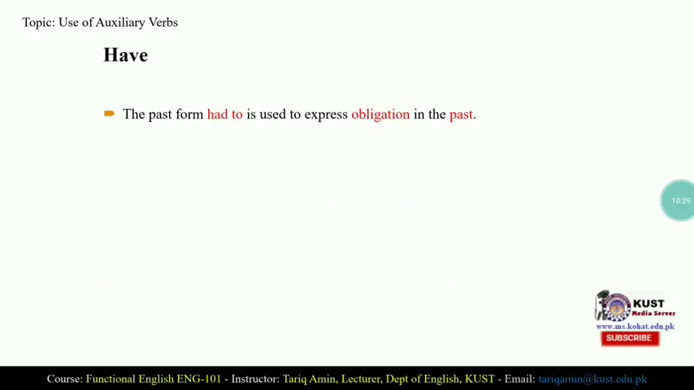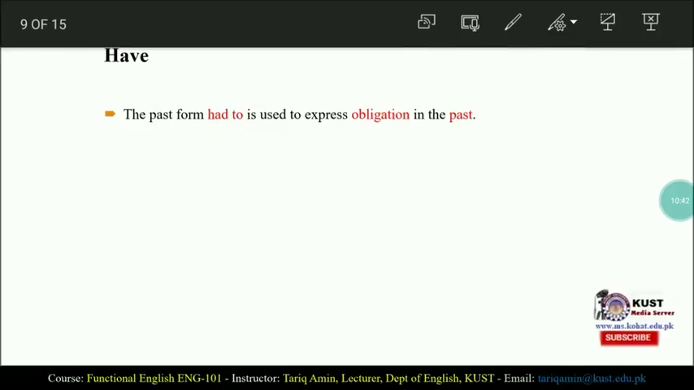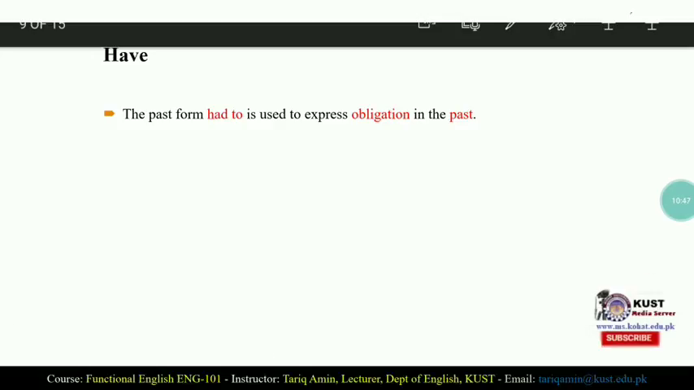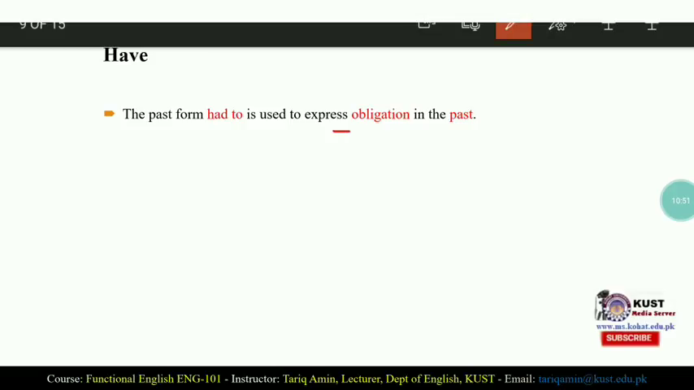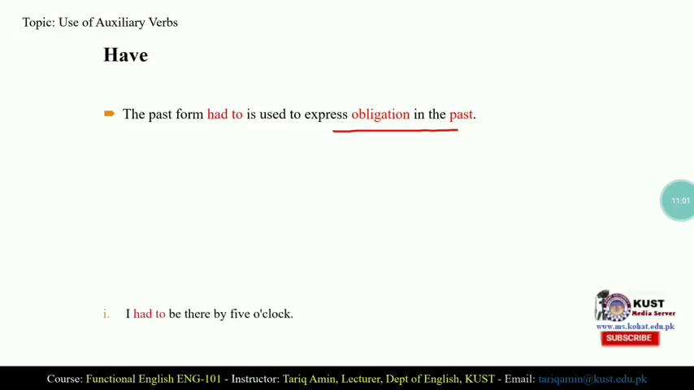The past form is had to. Had to is the past form of have to. Had is the past form of have. And as discussed, had to is the past form of have to. So had to is used to express obligation in the past. Have to is used to express obligation in the present, and had to is used to express obligation in the past.